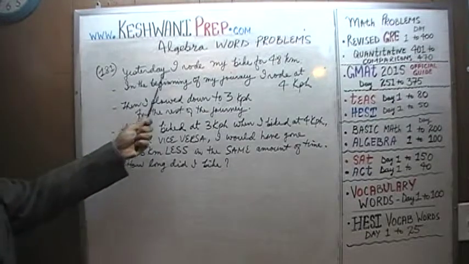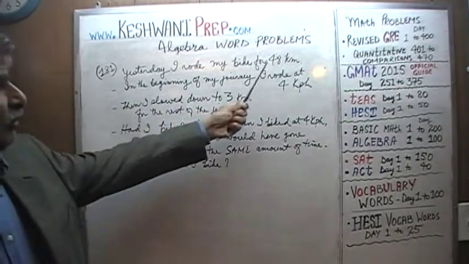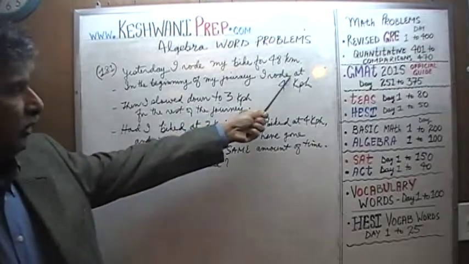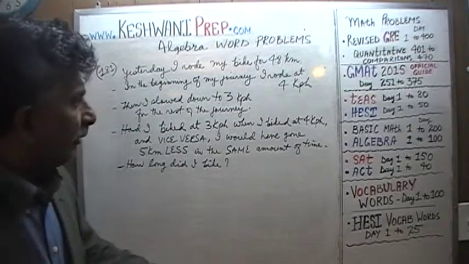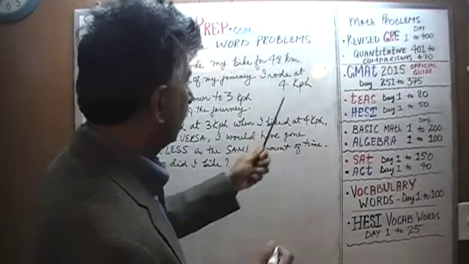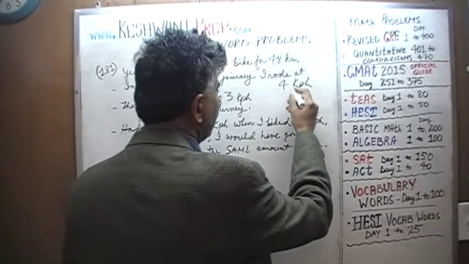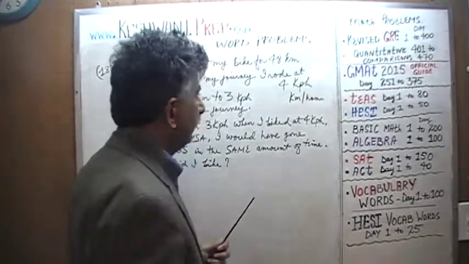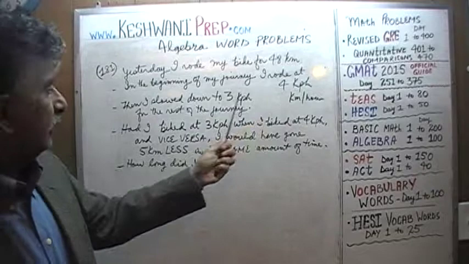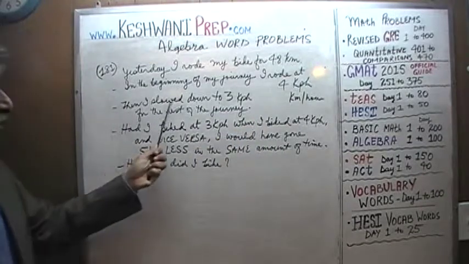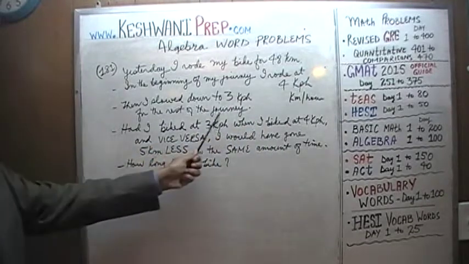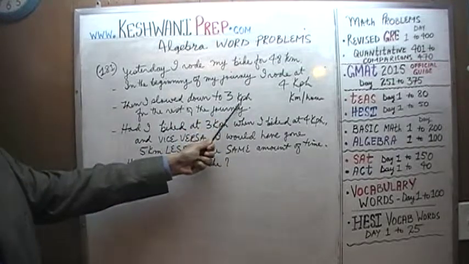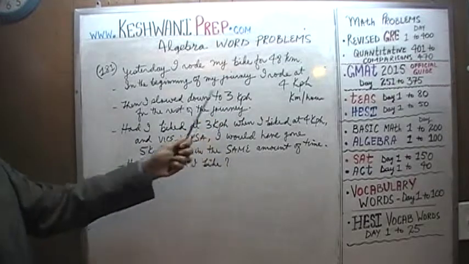It says, yesterday I rode my bike for 48 kilometers. In the beginning of my journey, I rode at 4 kilometers per hour. KPH is kilometers per hour. Then I slowed down to 3 kilometers per hour for the rest of the journey. So in the beginning, I was riding a little bit faster at 4 kilometers per hour. Later on, I slowed down to 3 kilometers per hour.